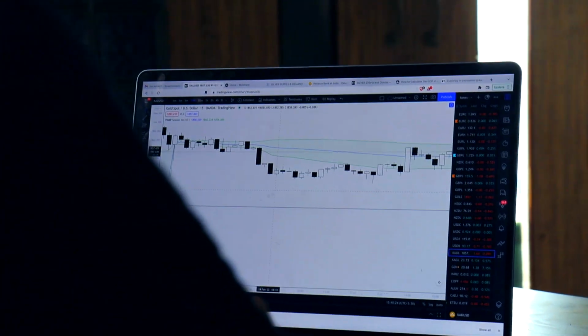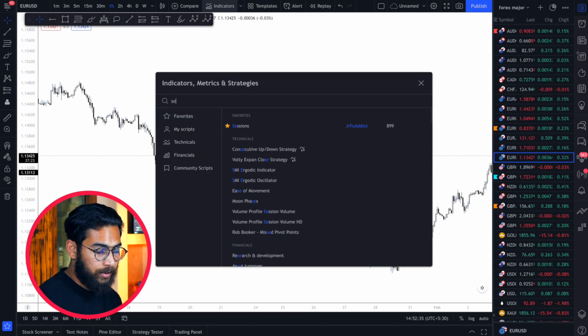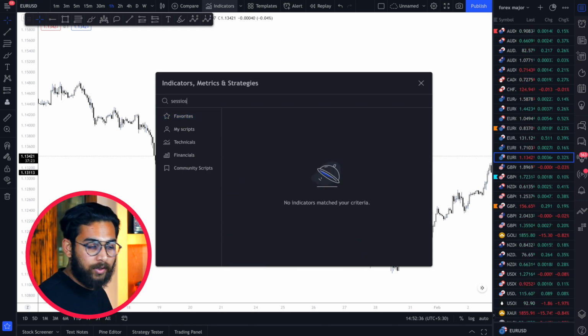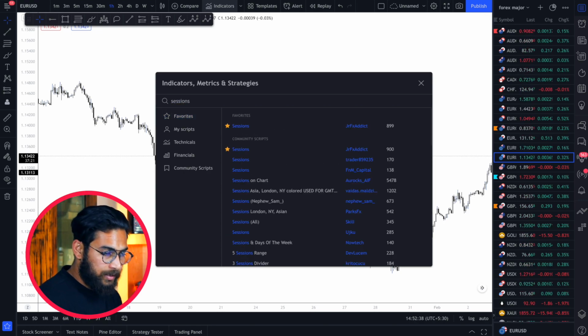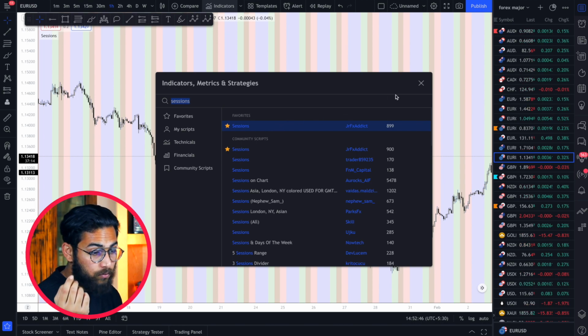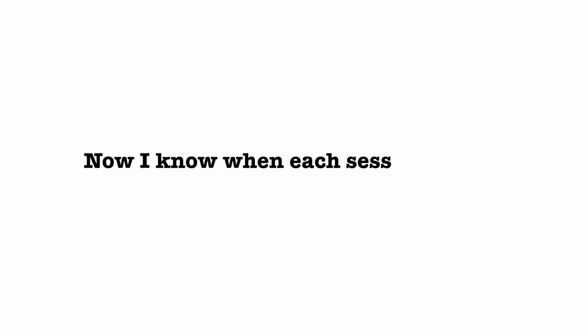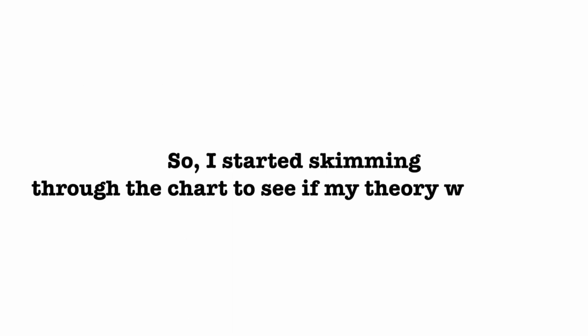The first thing that I did was I opened a Euro USD chart and applied the sessions indicator on the chart. For the sessions indicator, type sessions over here and then apply the one by Junior FX Addict. You can use the other ones too, but I like this. Now, I know when each session begins, so I started skimming through the chart to see if my theory was right. And guess what? Trends that form in London do actually reverse in the overlap session.